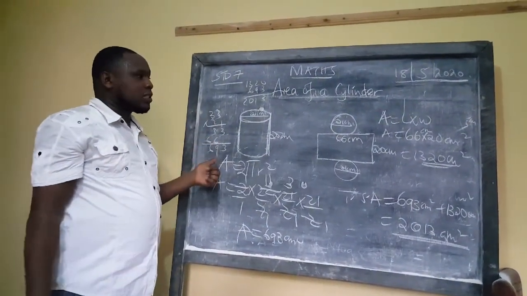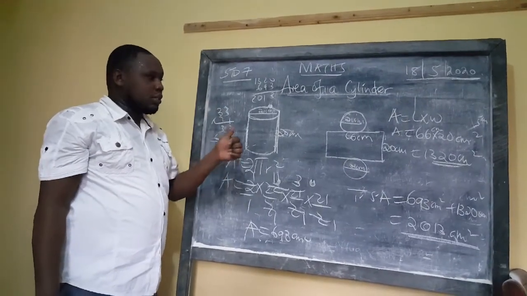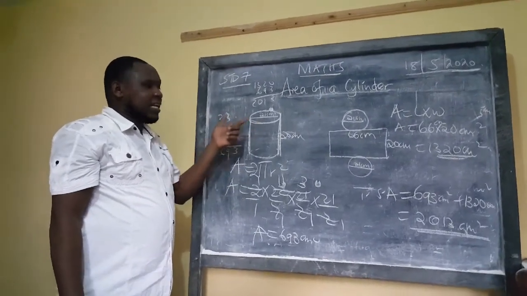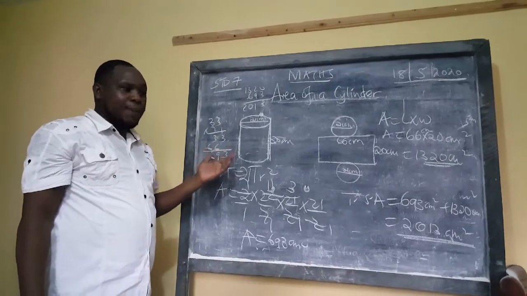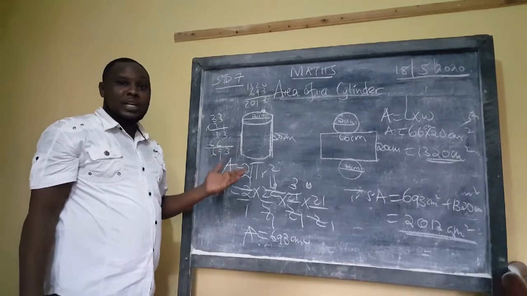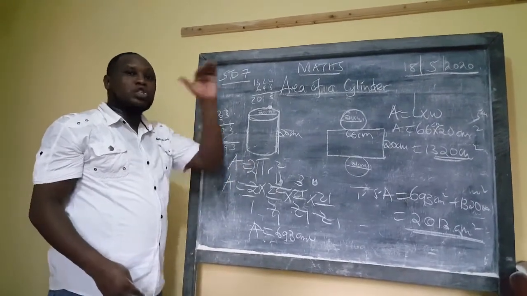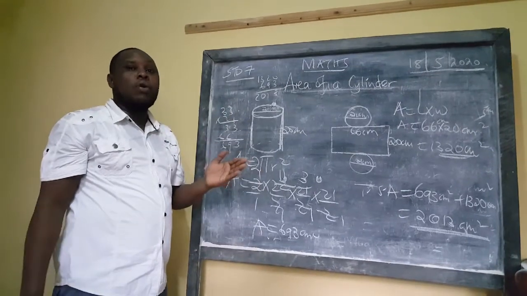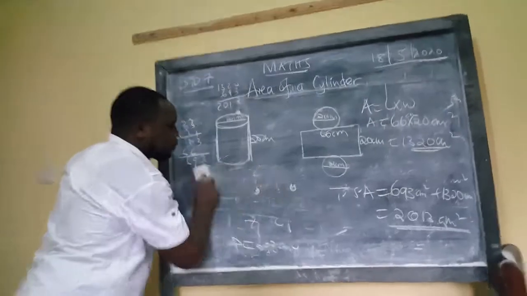Now this is a closed cylinder. We go to an open cylinder, because you can have a cylinder that is open. For example, a cup is a good example of an open cylinder. Look at the base of the cup. It's only one circular part, but on top there is nothing. So this is an example of an open cylinder. So let's see how we get the area of that.